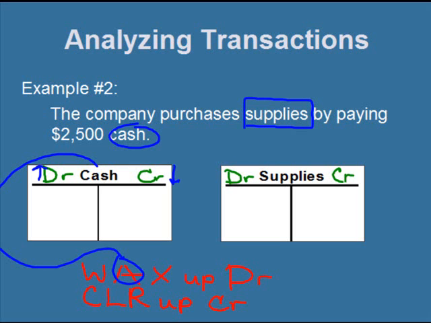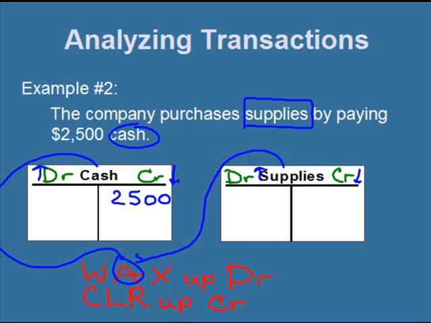Supplies is also an asset. So the same rule applies here. Debits go up and credits go down. Now we go back to the transaction to determine if the company's cash is going up or down when they pay for something. And the answer is it goes down. So we're going to put that $2,500 on the credit side of the T account.